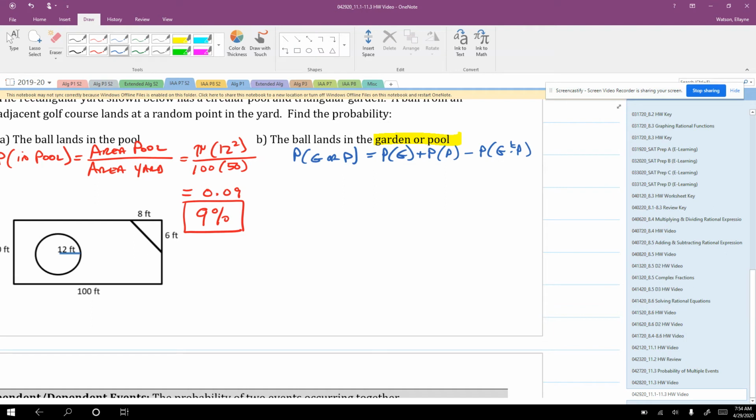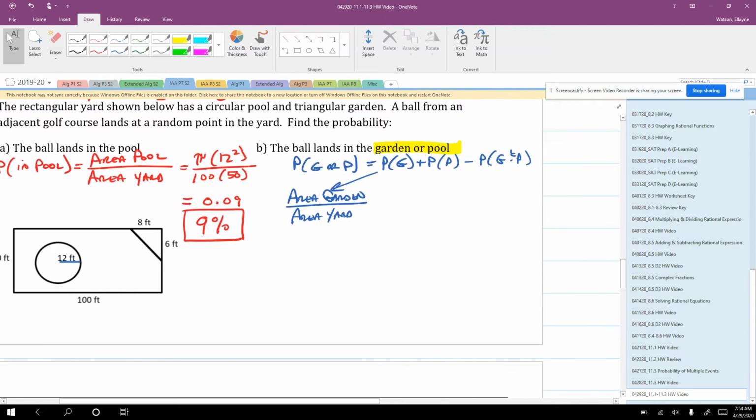Well, it turns out we already have the probability it lands in the pool, right? That's 9%. So we just have to find the probability it lands in the garden. This would be the area of the garden over the area of the yard. We know that the garden is the triangular portion, and this is a rectangle, so this is a right angle. So the area of the garden is 1/2 base times height, so 8 times 6. The area of the yard, we already know, is 100 times 50.